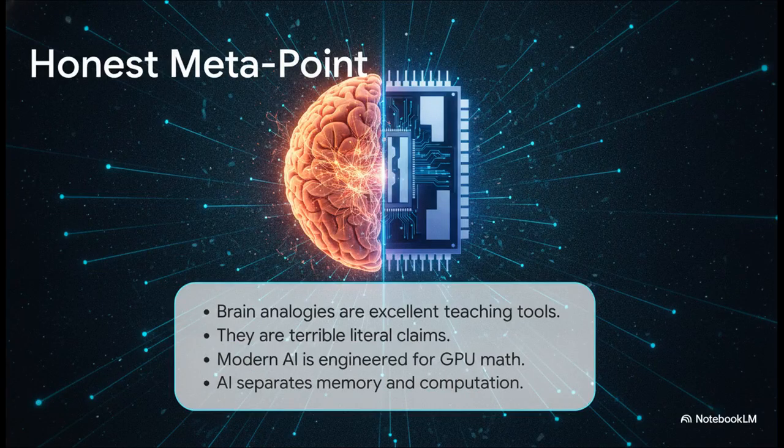So now that we've mapped the whole landscape and tested the mirrors, what's the ultimate takeaway here? Well, the honest meta point is that brain analogies are absolutely fantastic teaching tools. They really are. But they are terrible literal claims. Modern AI is heavily engineered for what works efficiently on GPUs. It's built for math, not biological fidelity. Furthermore, AI very cleanly separates memory from computation, whereas in the human brain, there is absolutely no clean separation between the two.